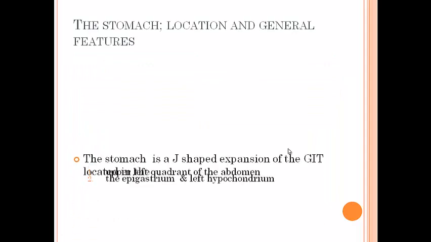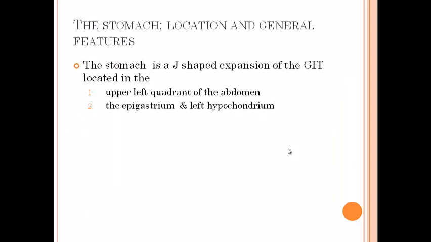Okay, so the stomach is a J-shaped expansion of the GIT. And as you know, it comes directly after the esophagus, which is basically like a tube, and then the GIT expands to form the stomach. It's located in the upper left quadrant of the abdomen, so that's when you take it as being four subdivisions. If you take it as the nine abdominopelvic regions, the stomach is located between the epigastrium and the left hypochondrium. So part of it is going to be found in the left hypochondrium. The rest of it is going to be found in the epigastrium.